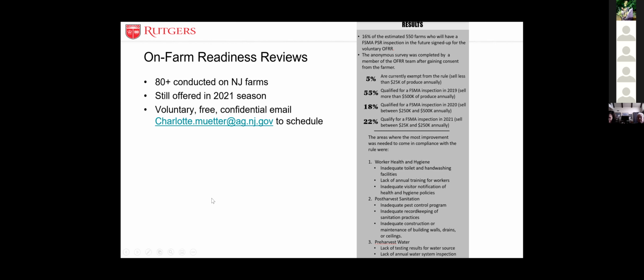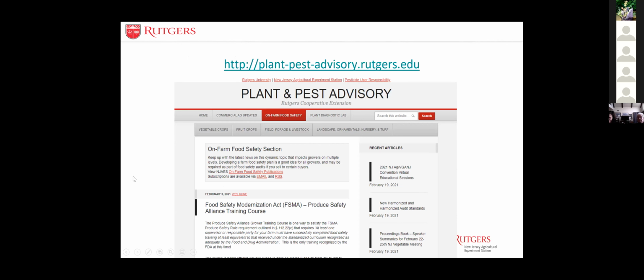But overall, we saw lots of great practices happening on farms too. And we were happy that most farms that needed to make changes in order to get into compliance with the rule just needed minor changes. And in often cases, the farmers knew this was an issue and they had plans in place to make those changes.